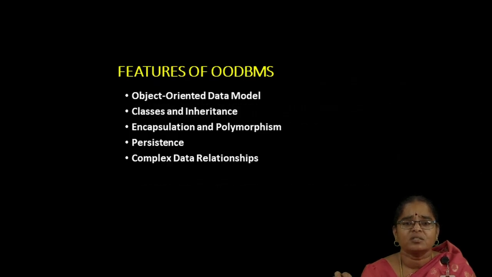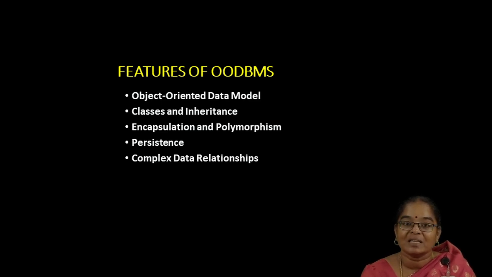And the features of OODBMS. First, the object-oriented data model. We already know that in OODBMS, the data is stored in the form of objects. So, by using use case diagram, class diagram, sequence diagram, activity, state chart and deployment diagrams, the data is stored in the form of user understandable language. That is, a simple handling method is useful to understand the picturized manner easily.